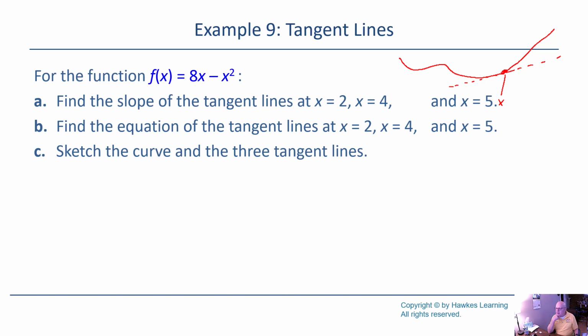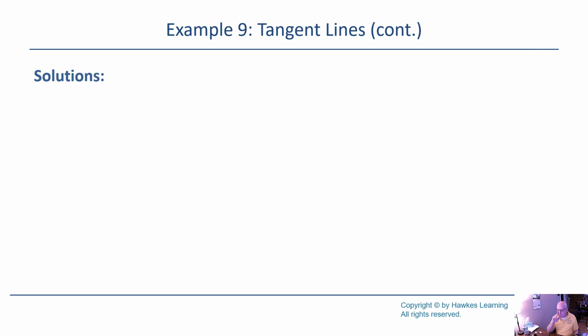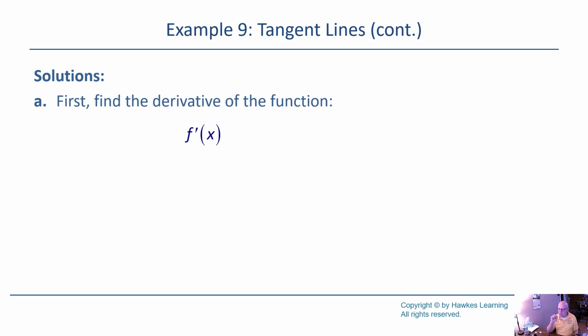So, first, find the slope of the tangent line at 3 points, x equals 2, x equals 4, and x equals 5. So first, find the derivative because that's going to be your slope, your general slope at any point. So there's some of your work to get the slope for that. A little bit of cleanup work on that.